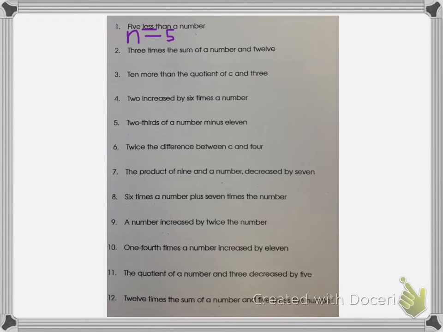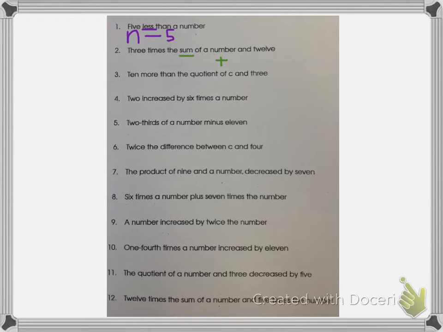All right, so now let's go down to number 2. 3 times the sum of a number and 12. Let's break this down for a minute. Let's do a color change. Now, let me just ask you first: what does the word sum mean? I know it's adding. Do you agree, adding? You are correct. We're going to be adding something.